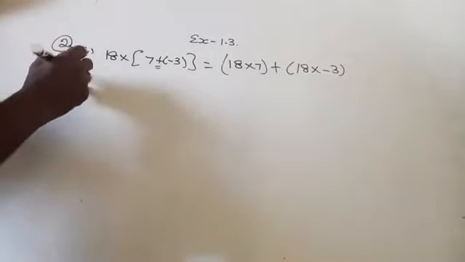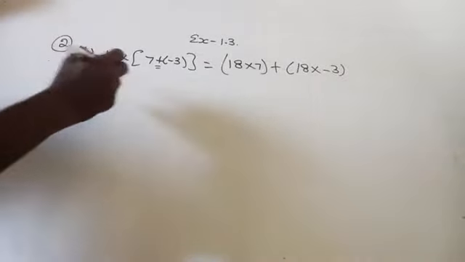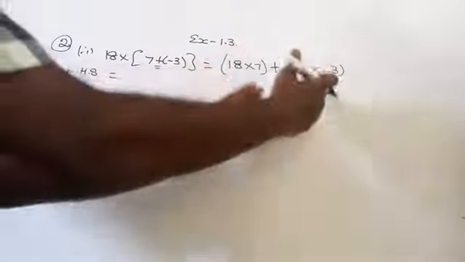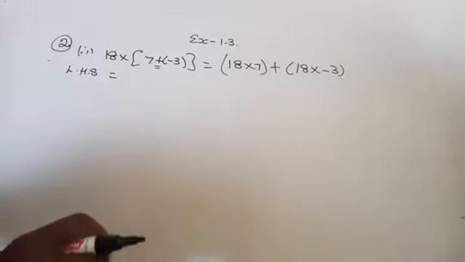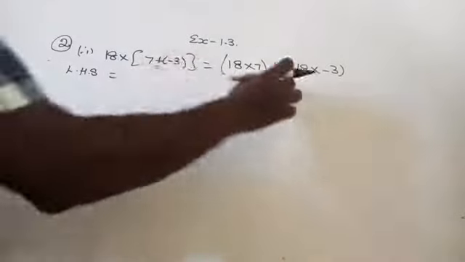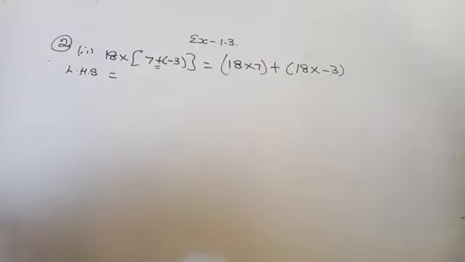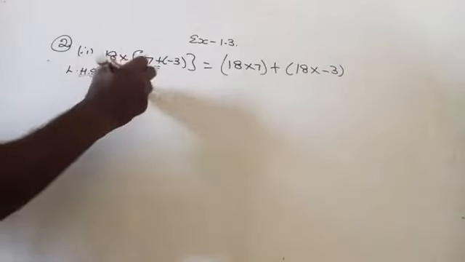First we consider the left hand side. Most of the students simplify the left hand side as well as the right hand side at the same time. Please don't do that, because we don't know whether these two quantities, the left hand side and the right hand side, are equal or not. So better first perform the left hand side and then do the right hand side.